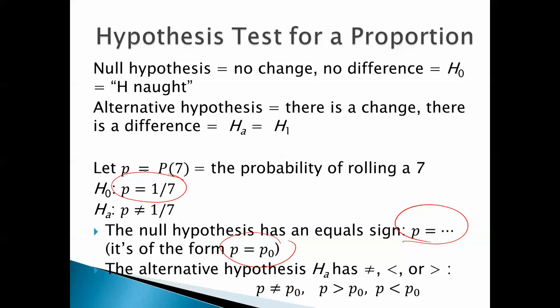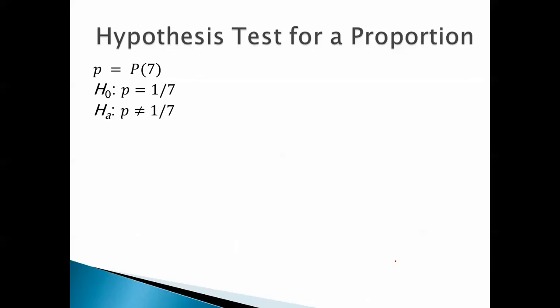The alternative hypothesis, H sub A, has a not equal sign, or a less than sign, or a greater than sign, so that it's of the form P does not equal P sub 0, like we have here. Ours is like that. P does not equal 1/7. Although it could be, under some circumstances, of the form P is greater than P sub 0, or P is less than P sub 0. We'll see examples of those later on. Okay, so P is probability of rolling 7. Null hypothesis, P equals 1/7. Alternative hypothesis is P does not equal 1/7.